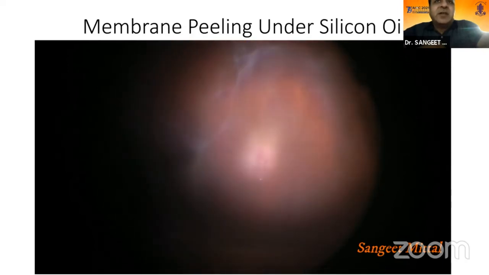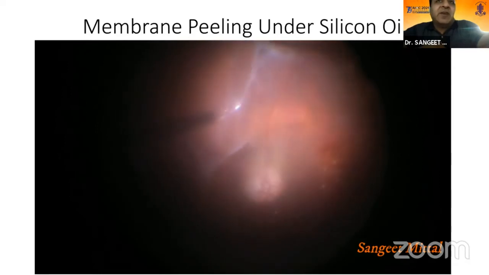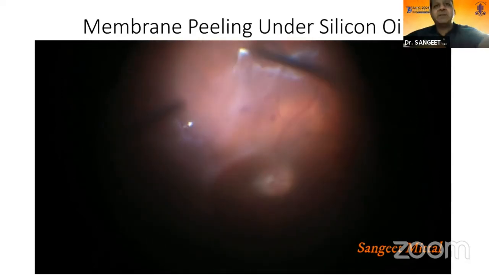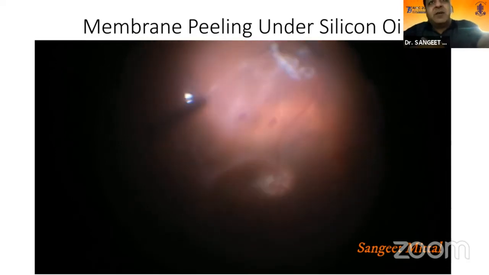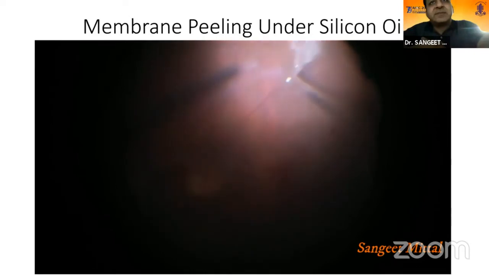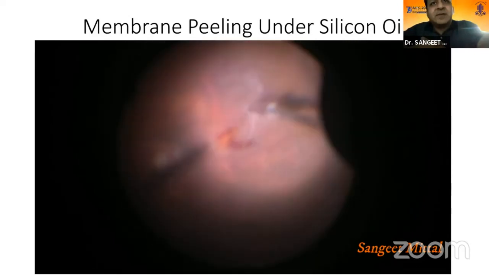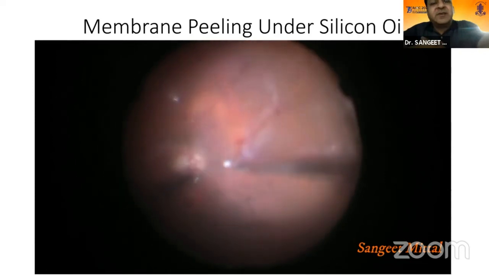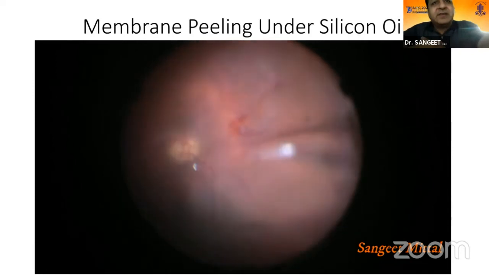In this patient, you can prevent removal of the silicone oil and then re-injection of silicone oil. The presence of silicone oil provides a counteraction when you are removing the membranes extensively, but you have to be careful that you remove each and every membrane.